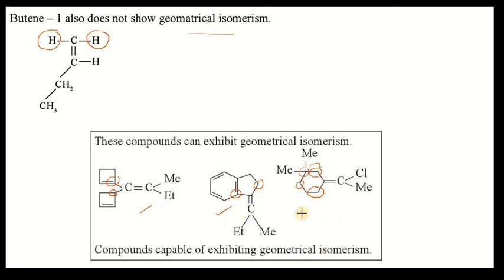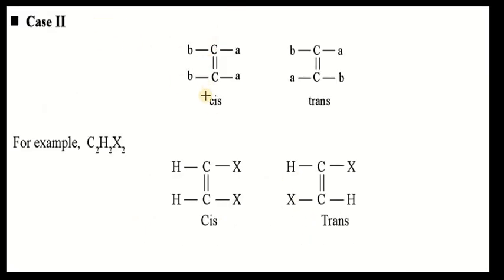These are the examples. See case 2. If different groups are there, and the same groups are present on the same side of the double bond, that is called cis form. On the opposite side, where the same type of groups are arranged like this, it is called trans form. Example, if you take this one, C2H2X2, here X is on the same side and H is on the same side, so cis form. Here, on the opposite side, so trans form.